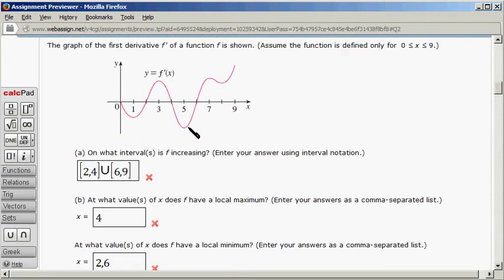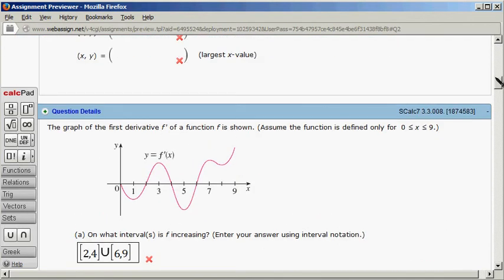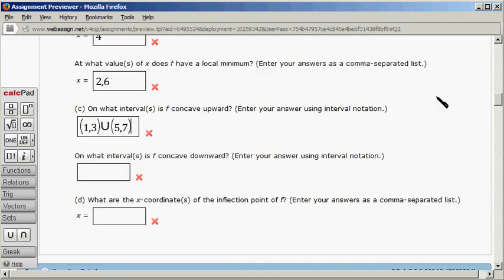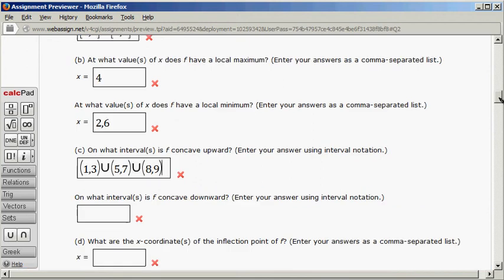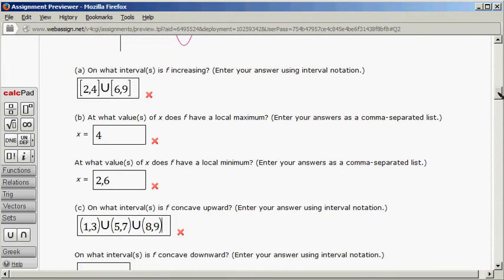And scrolling back up, 5 to 7 is also increasing, so put 5 to 7. Then the last part is 8 to 9, union 8 to 9. For intervals of concavity, we usually use parentheses, but for increasing and decreasing, we usually use square brackets, because they're inclusive.